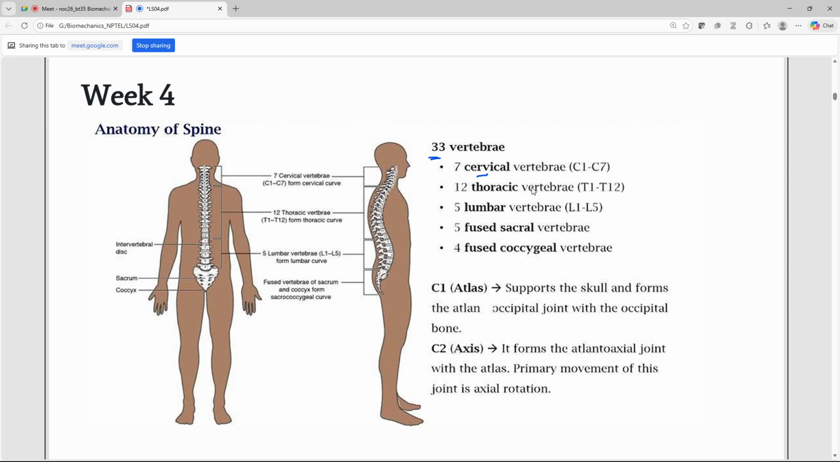after cervical, there is the thoracic region. A human adult has 12 thoracic vertebrae, named T1 to T12, following which are 5 lumbar vertebrae, L1 to L5, then 5 fused sacral vertebrae, and 4 fused coccygeal vertebrae, which is the tailbone.